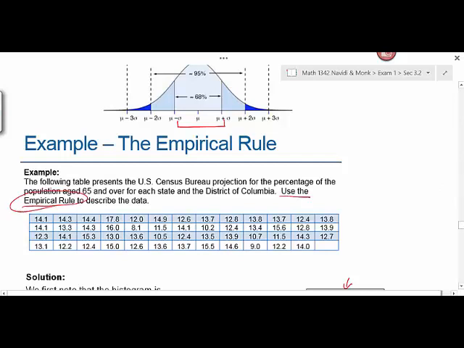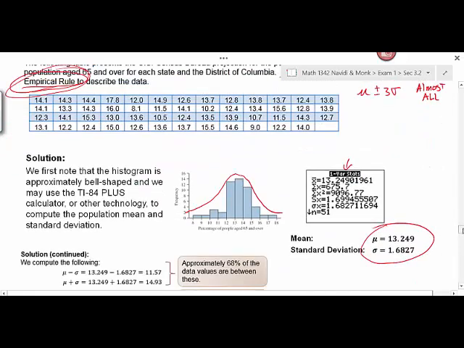The empirical rule is the mean plus, and I usually write it like this, plus or minus 1 standard deviation is 68% of your data. The mean plus or minus 2 standard deviations is 95% of your data approximately, and then the mean plus or minus 3 standard deviations is going to give us almost all of our data. But the key word here is empirical rule. Does that help? Actually crunching in the numbers is not terribly difficult.